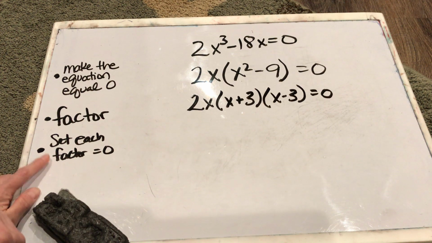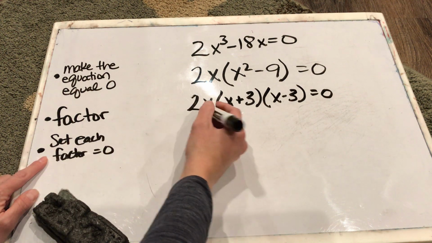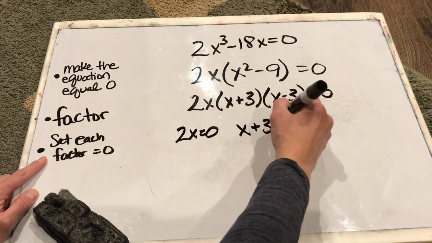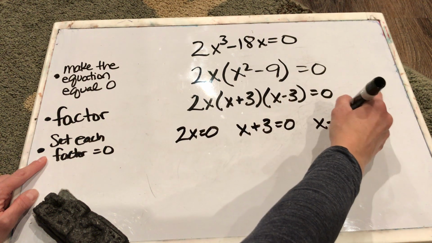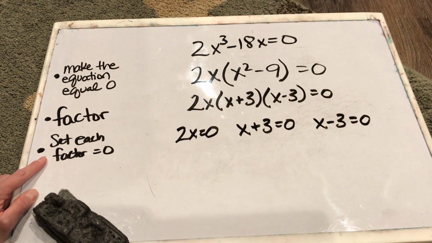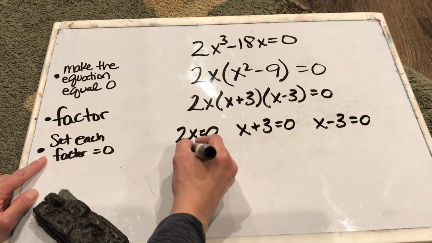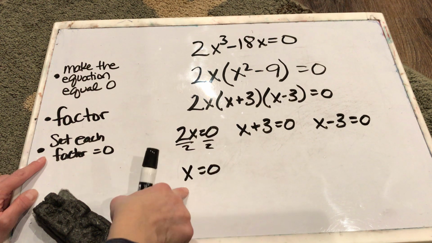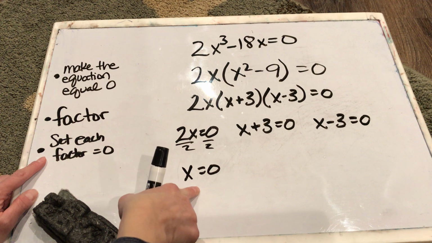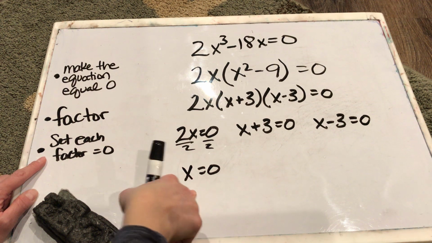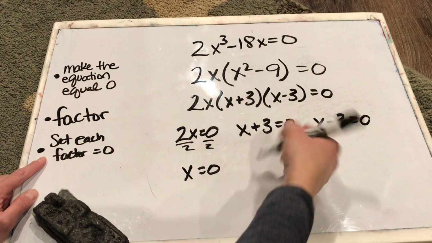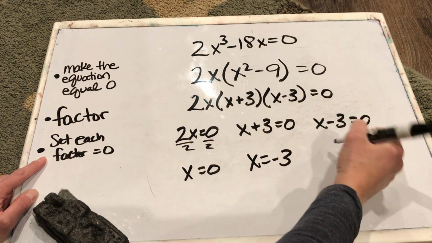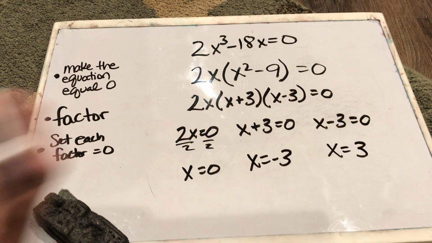Now it's factored completely, and I can set each factor equal to 0. So either 2x equals 0, or x plus 3 equals 0, or x minus 3 equals 0. If 2x is equal to 0, I could divide by 2, but I still get 0, so x is equal to 0. That's an answer. Just because it's equal to 0, it's an answer. So x could be 0. This one I'll subtract the 3 over, so x is equal to negative 3. This one I'll add the 3, so x would be equal to positive 3.